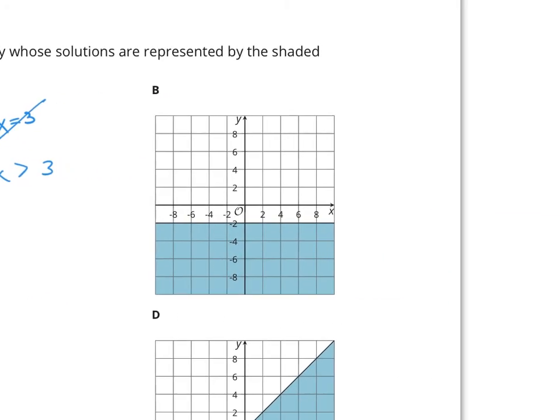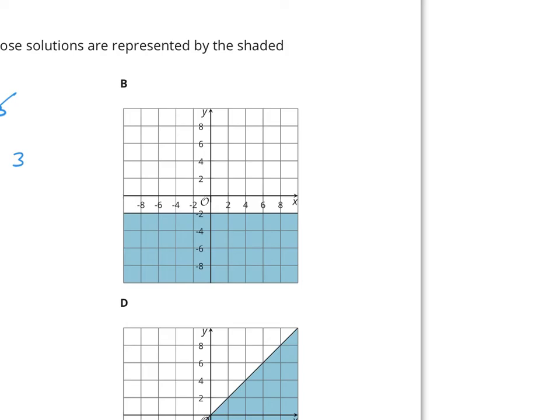For B, I notice I have a horizontal line, and if I was writing an equation for this, I would write it as y equals -2. But again, we need an inequality, but I can still keep the y and the -2. This time, it's a solid line, so regardless of whether it's going to be greater than or less than, I know it's going to be or equal to. I also noticed that it's shaded below the -2. So that means I need all the y values that are less than -2. So my inequality should be y is less than or equal to -2.